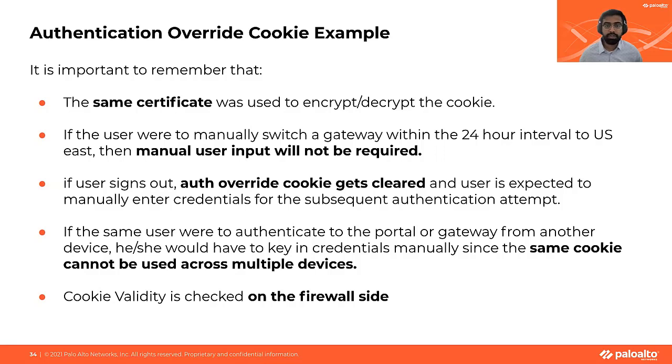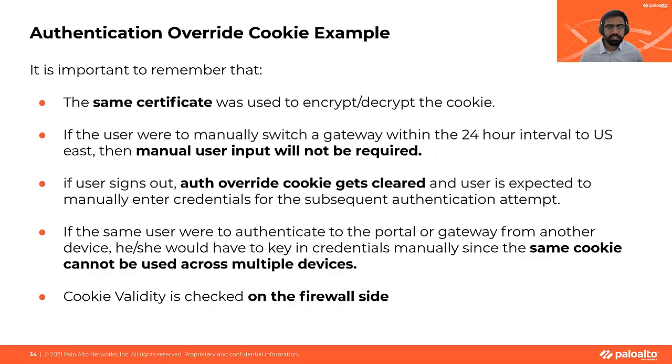Even when the auth override cookie is valid, if the user signs out of GlobalProtect, the auth override cookie gets cleared, and the user is expected to manually enter credentials for the authentication to go through. If the same user were to authenticate to the portal or gateway from another device, the user would have to key in credentials manually, since the same cookie cannot be used across multiple devices.